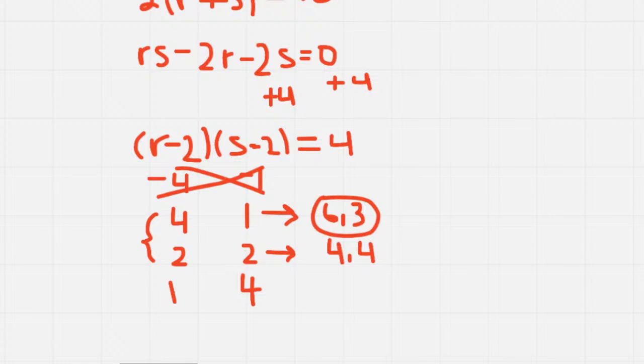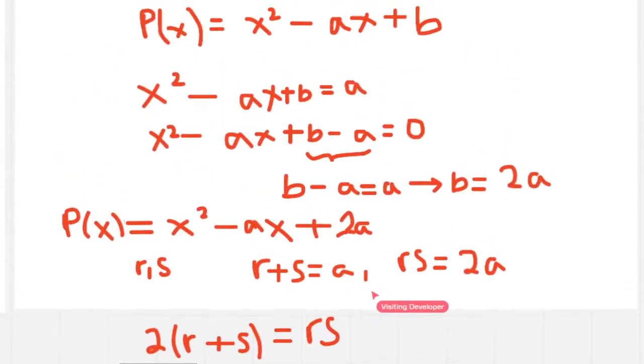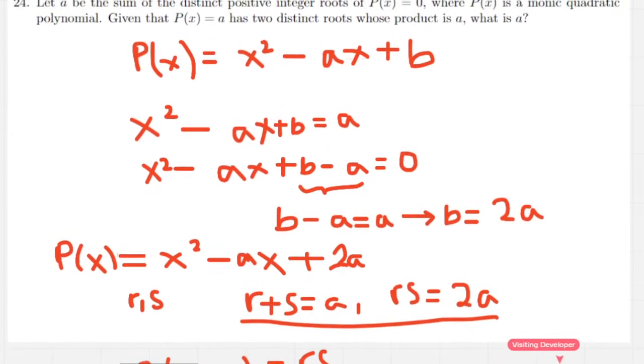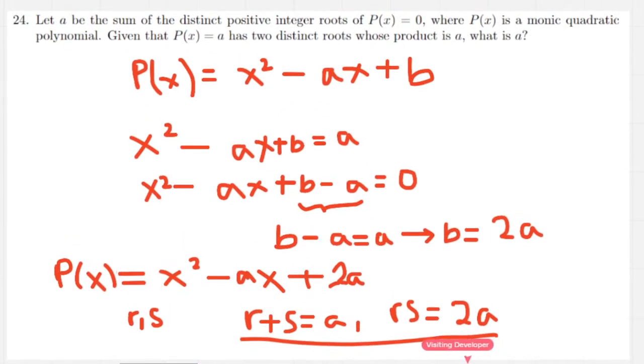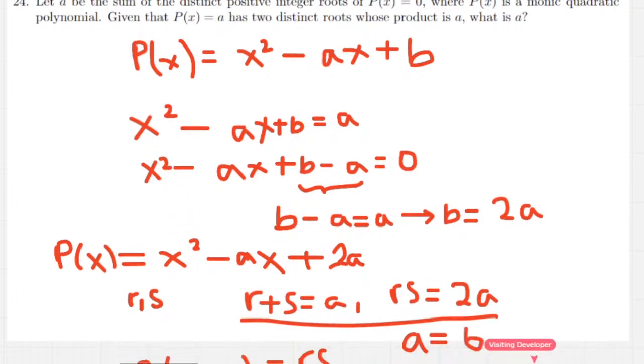And so if we look back up here, we know that r plus s is equal to a. So we just have that a is equal to 6 plus 3, or 9. So our final answer is a is equal to 9.